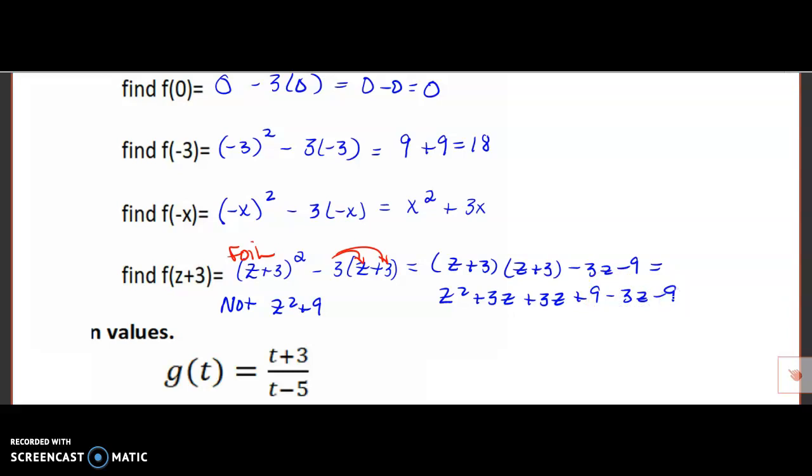When I start combining like terms, I have the z squared, a negative 3z and a positive 3z cancel, and the positive 9 and the negative 9 cancel. So I'm left with z squared plus 3z. I hope that's helpful. Let's look at the next one.